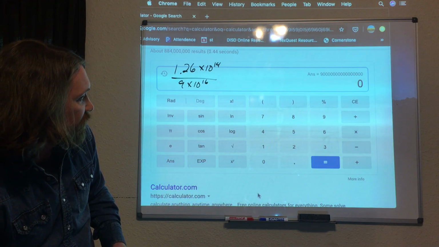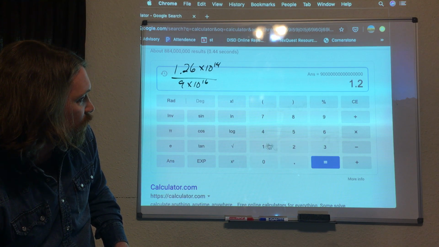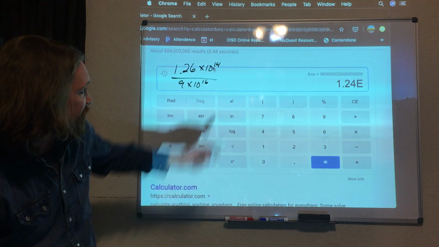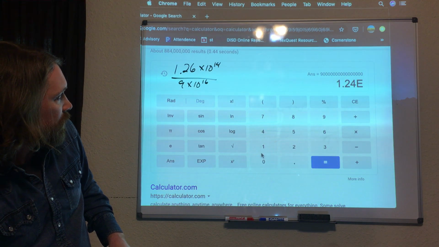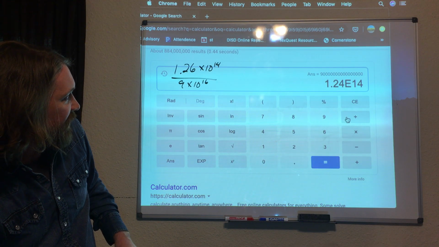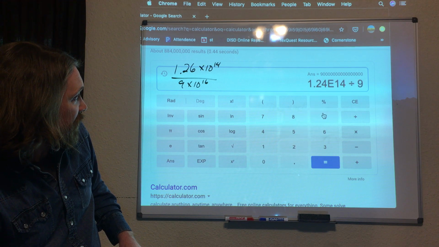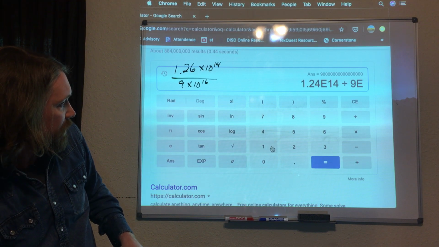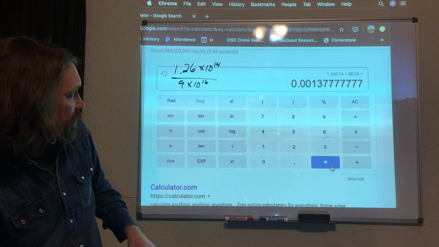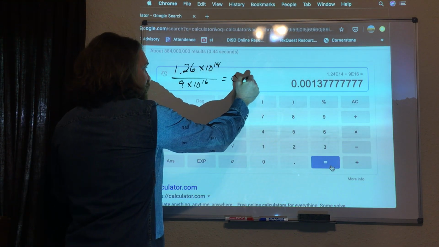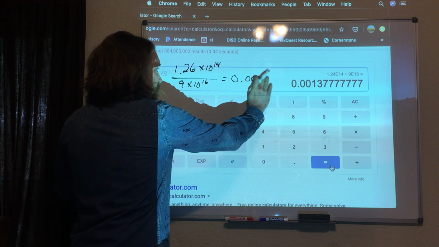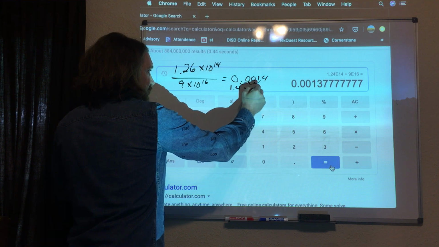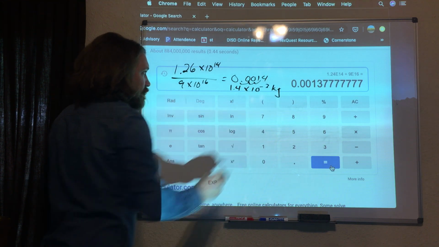All right. So we're going to go 1.26, exponent, right? This is our exponent, the 14. Okay? Divided by 9, exponent, right, times 10 to the 16th. Equals, and the answer is 0.0013, or rounded up to 0.0014, which could also be 1.4 times 10 to the -3 kilograms. That's it.